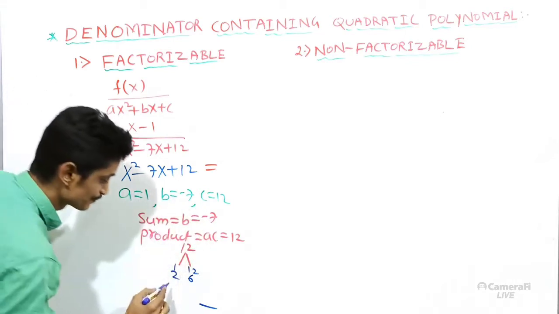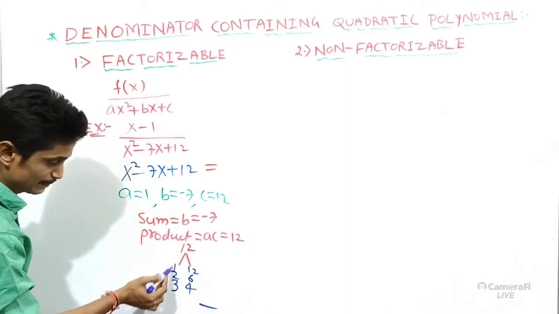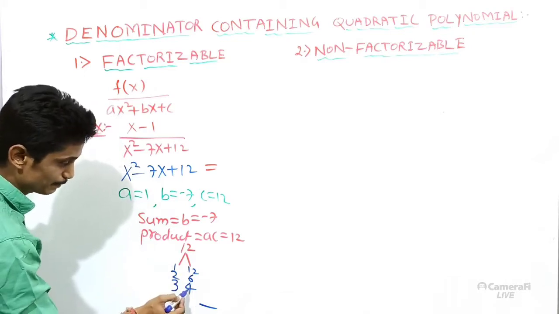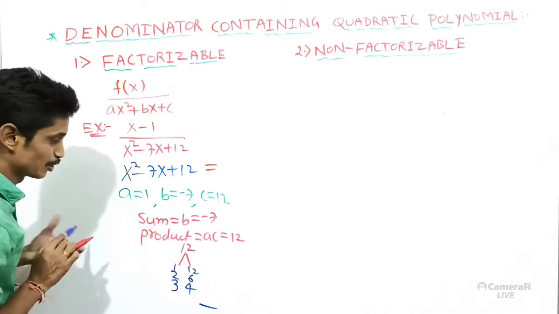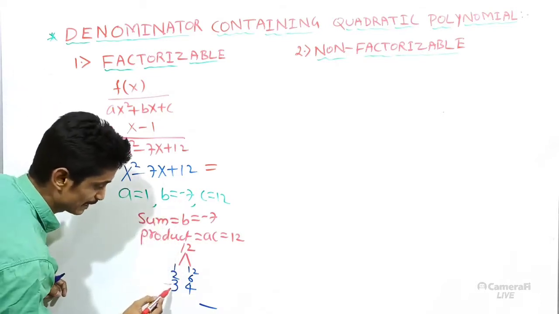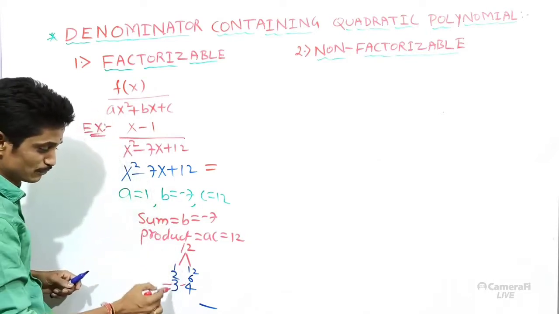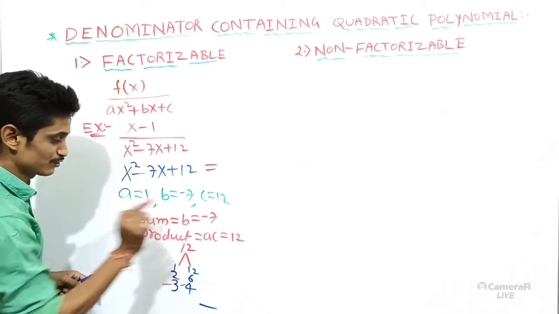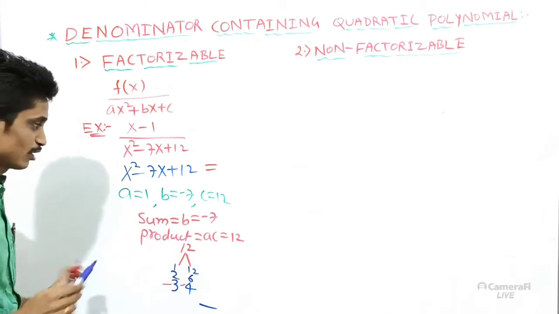Neglect. The next number is 3, with the combination 4. I am writing one number on one side, the factors on the other. 3 plus 4 is 7 and 3 fours are 12. It is possible. But the sum is negative, that's why I will take the minus sign for both. So minus 3, minus 4. Minus into minus becomes plus 12. Minus 3 minus 4 should be minus 7. So I got my rule.